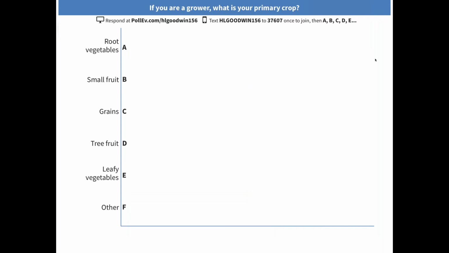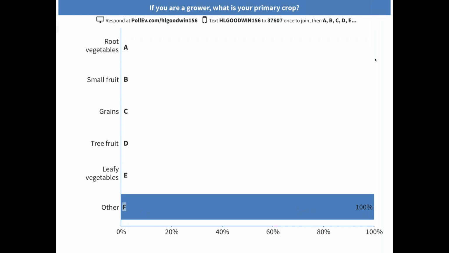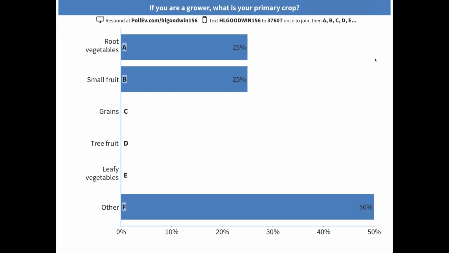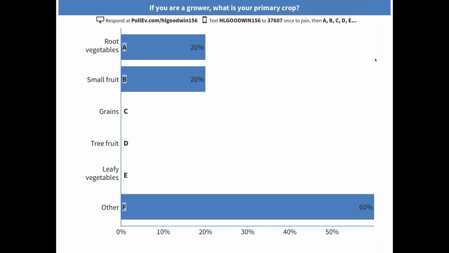If you are a grower, what is your primary crop? A is root vegetables, B is small fruits, C is grains, D is tree fruits, E is leafy vegetables, and F is something other than that. No leafy vegetable growers. That's surprising.